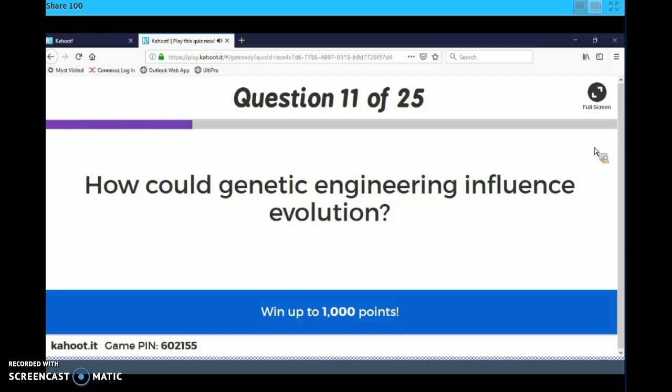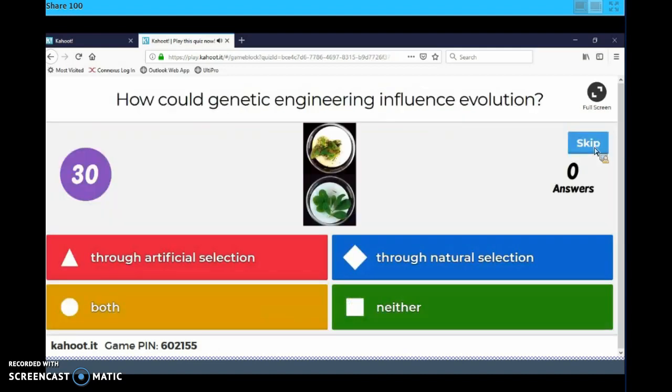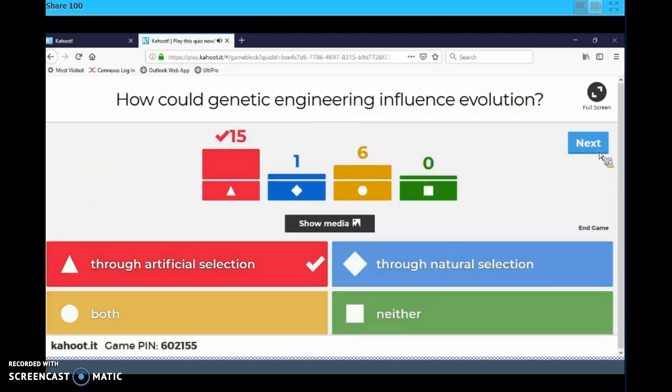How could genetic engineering influence evolution? So basically, this is a little bit strangely worded, but it's how it was on the test. So I wanted to make it like that. It's basically asking, how does genetic engineering occur? Is it through artificial selection, natural selection, both, or neither? If it's genetic engineering, that means it's humans. So that would make it artificial selection.